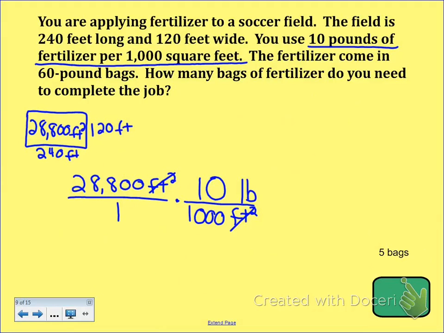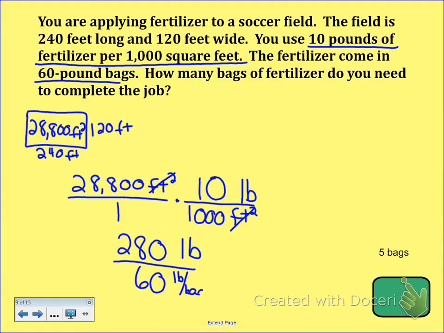28,800 times 10 divided by 1,000 is 280 pounds that we need to have of fertilizer to cover the soccer field. But that's not what it's asking. It's asking how many bags of fertilizer do you need to complete the jobs. So we have 280 pounds we need. They come in 60-pound bags. So we're going to take the 280 pounds divided by the 60-pound bags. So 60 pounds per bag. And 280 divided by 60 is 4.67 bags.